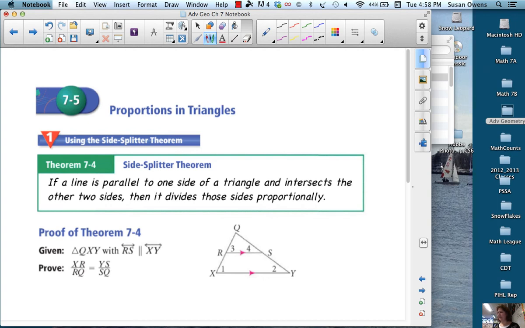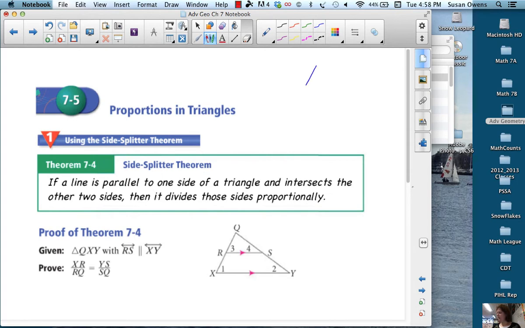Today's video is for Advanced Geometry Chapter 7, Section 5, Proportions in Triangles. So we have a couple theorems that we're going to learn today. The first one is called the side splitter theorem. And this one says if a line is parallel to one side of a triangle and intersects the other two sides, then it divides those sides proportionally.